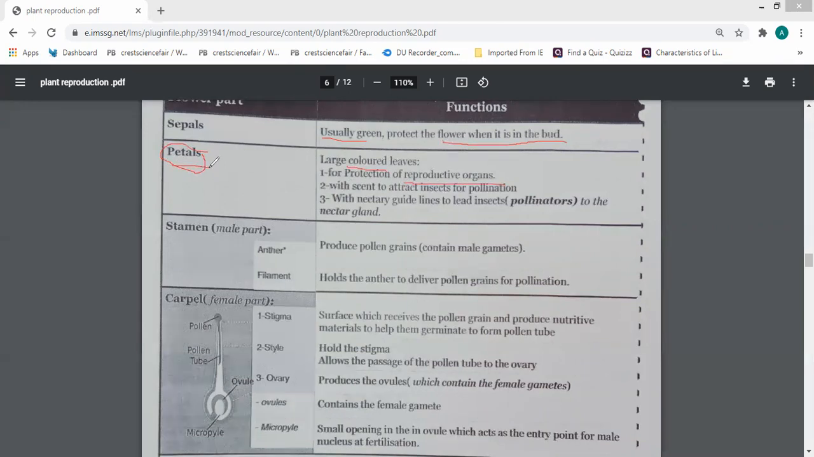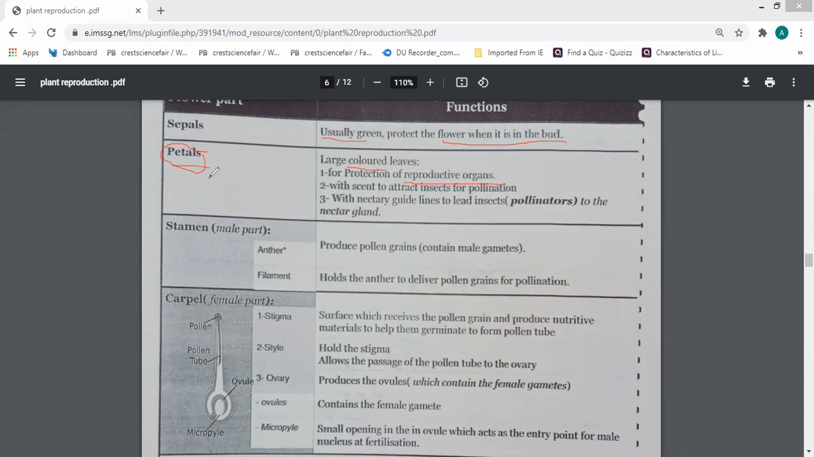But petals protect the reproductive organs, which are the stamen and carpel. And petals play an important role in sexual reproduction for flowering plants pollinated by insects, because if the plant is pollinated by insects, pollinated means the insects will transfer the pollen grains from a flower to the same flower or from one flower to another flower, which means the insect will transport the pollen grains to the stigma of the female organs.